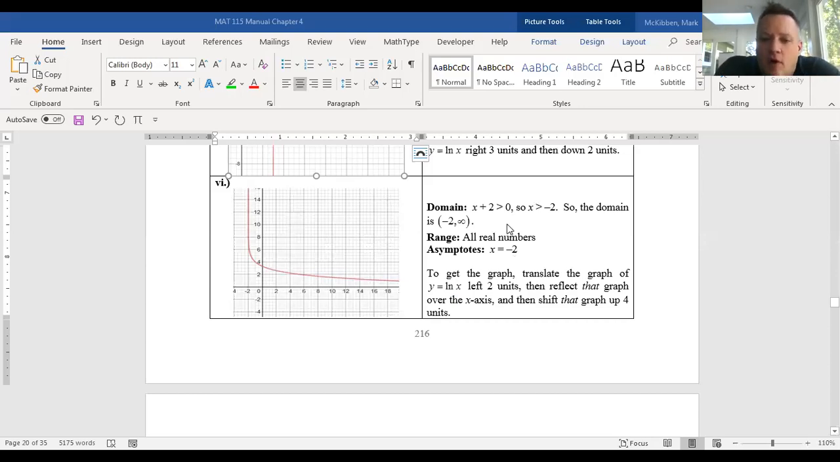The input of the log has to be positive. So the x plus 2 is bigger than 0. And so the vertical asymptote is x equals minus 2. Then to get the graph, you're going to start with the input. So you have 4 minus ln of x plus 2. I'm going to shift the graph 2 units to the left. Then I'm going to apply the minus sign and reflect that over the x-axis. And then I'm going to apply the plus 4 and shift that guy up 4 units. So you have a movement to the left, a flip, and then you move it up.